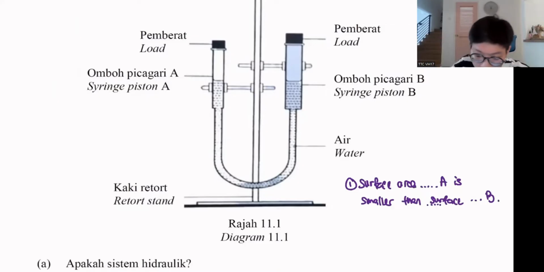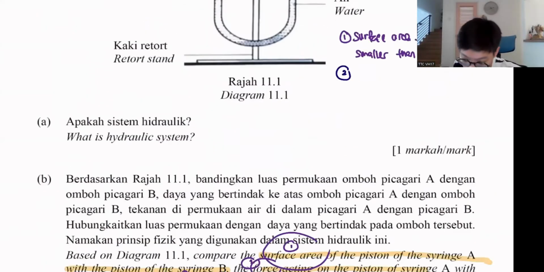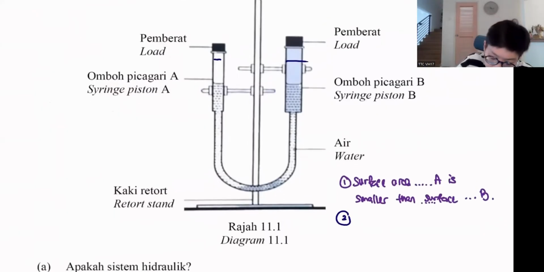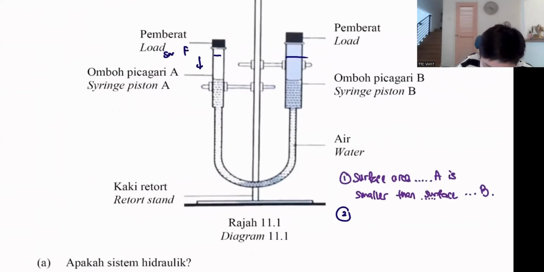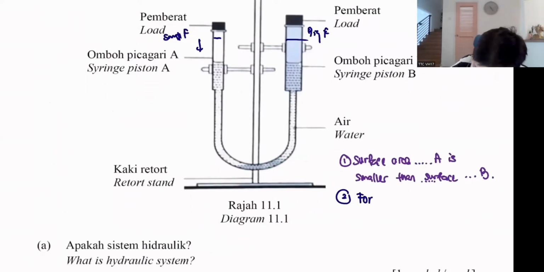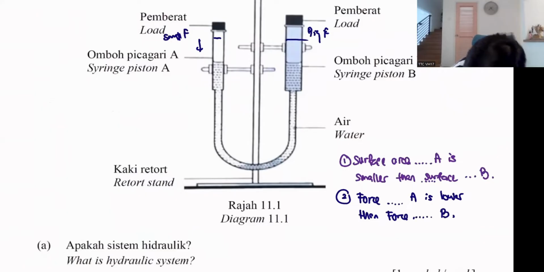But now, try to use sentences, I remember, okay? Now, number 2, we compare this one, small, big. Next, we will compare the force. Which one produces more force? A hydraulic system has a small force going in, then a big force coming out, correct? So we can say that the force in A is lower, or smaller force also can. Lower force, smaller force. Then the force acting on piston B. So A is lower than B, A is smaller than B also can.